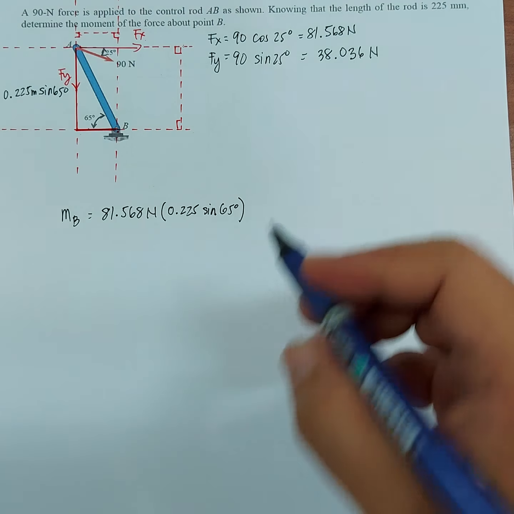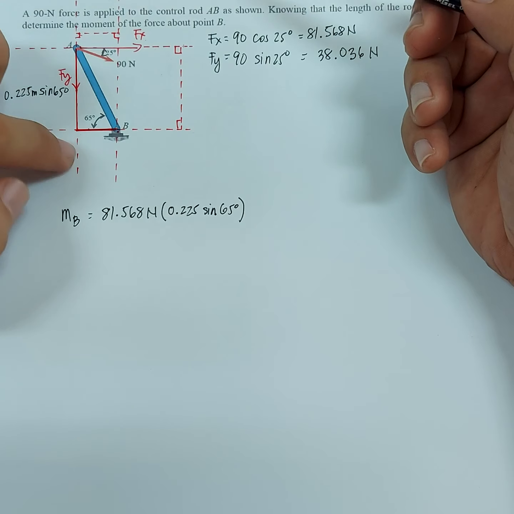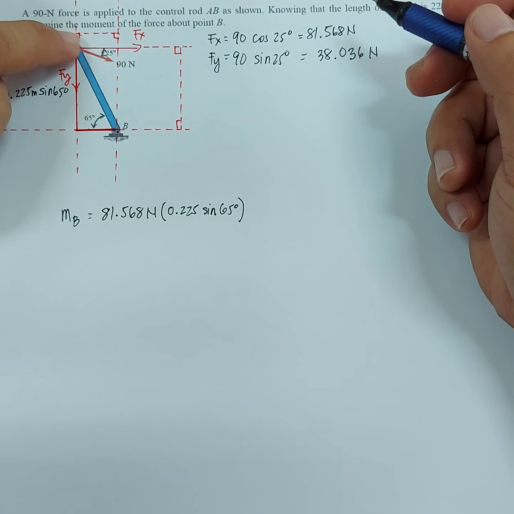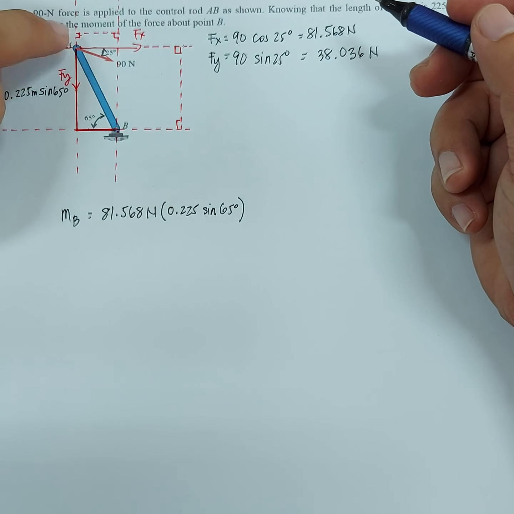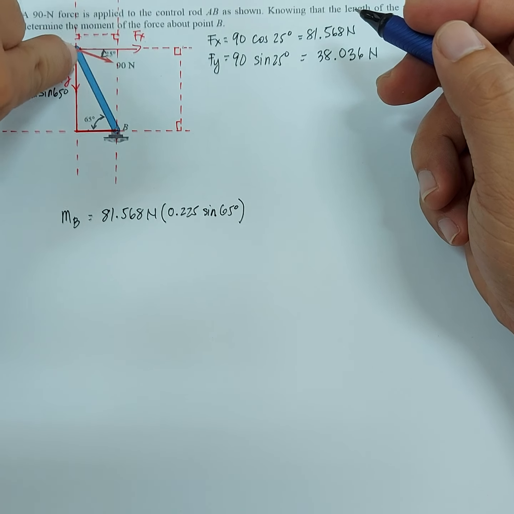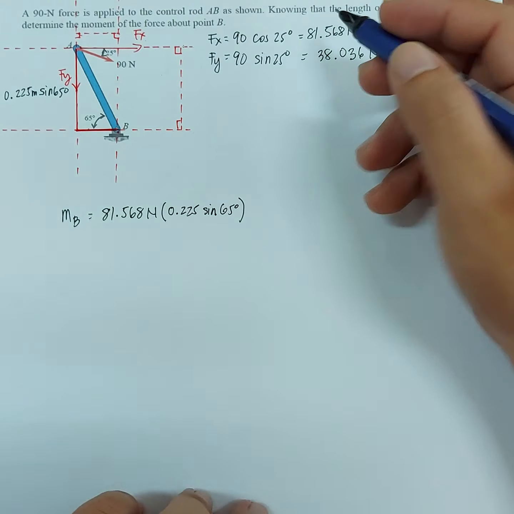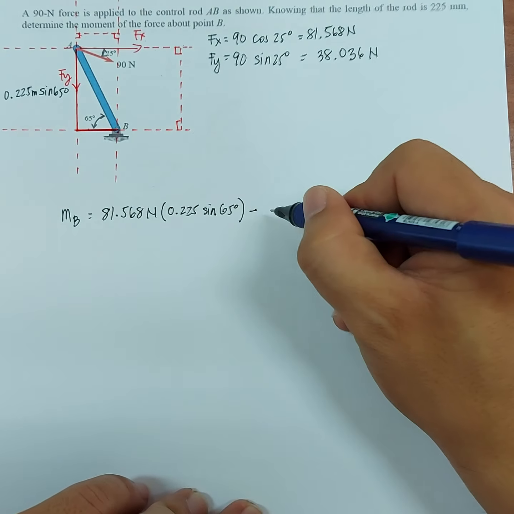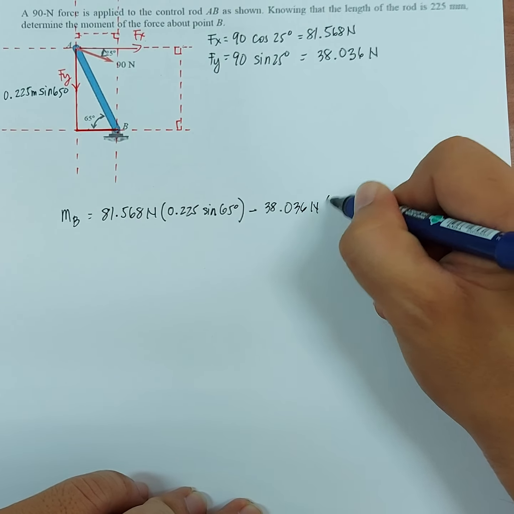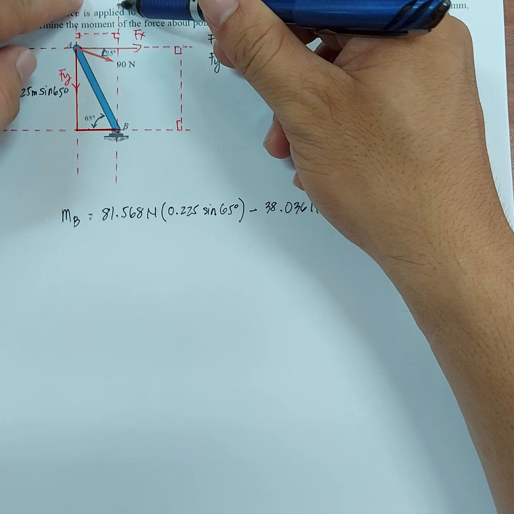Ayan. Next, Fy. Yung moment naman ng Fy natin. So, we have Fy tends to rotate itong bar or yung rod, para pag hihilain niya pababa yan, magro-rotate yan ng counterclockwise. So, minus siya. So, minus, we have 38.036 newtons times yung moment arm niya. Yung moment arm niya, perpendicular distance nitong dalawang parallel lines na yan.